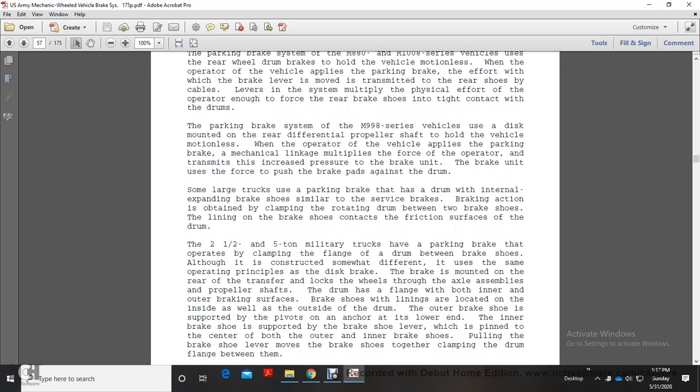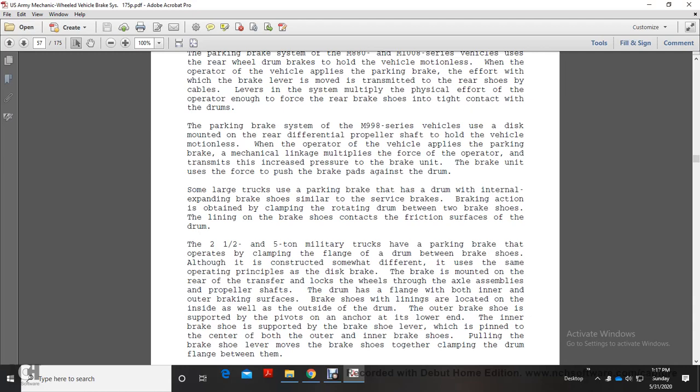Parking brake system, the M998 series vehicle: the rear differential propeller shaft holds the vehicle motionless. The operator of the vehicle applies the parking brake with a mechanical linkage, multiplying the force of the operator, transmitting increased pressure to the brake unit, which uses the force to push the brake pads against the drum.